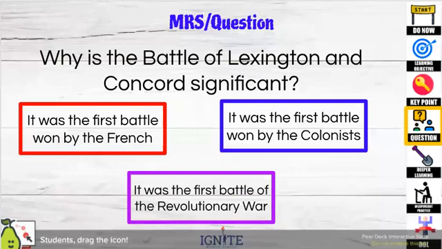First, check your understanding. Why is the Battle of Lexington and Concord significant? It was the first battle won by the French. It was the first battle won by the colonists. It was the first battle of the Revolutionary War. Go ahead and pause the video and answer this question. I'm going to give you a few seconds to pause it and answer it.